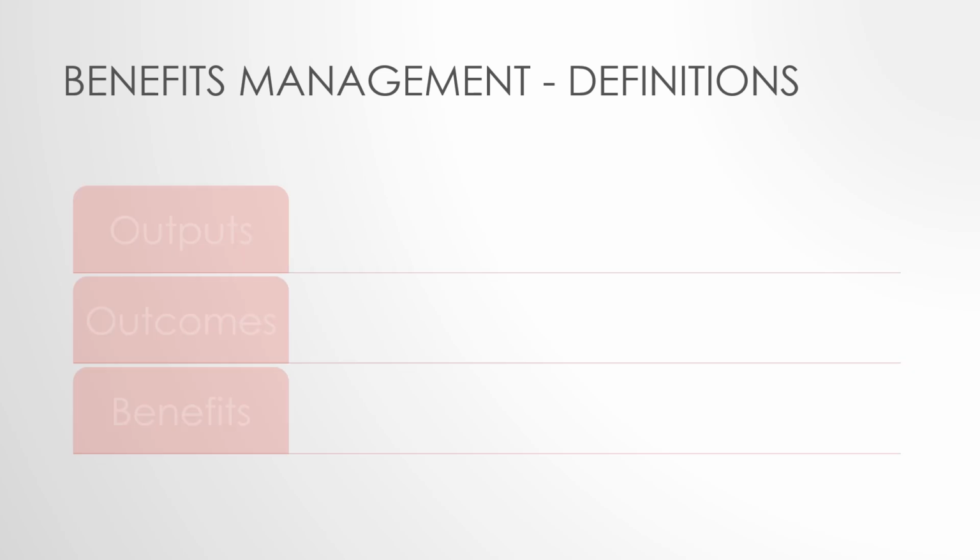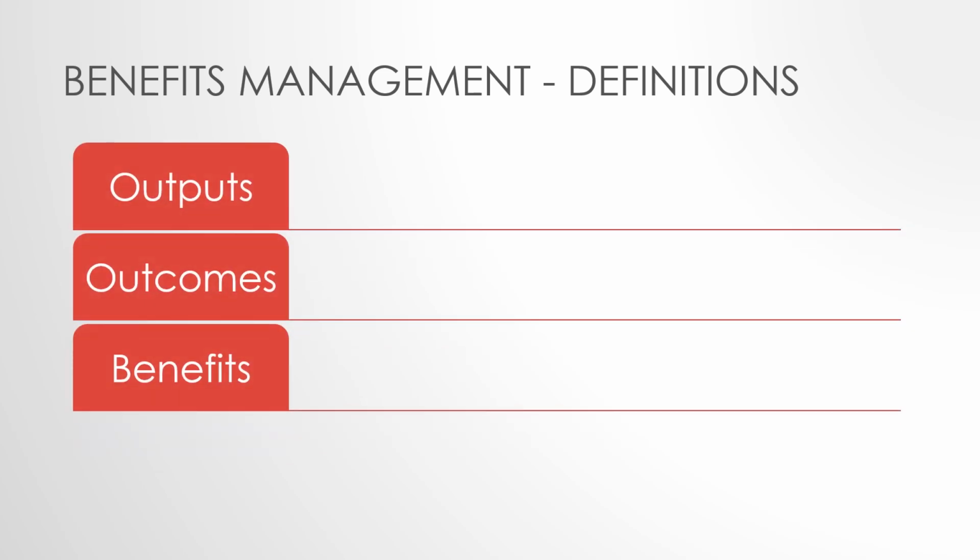Before moving any further with the benefits management performance domain, let's go through some important definitions to know and understand. Need to differentiate amongst 3 keywords here. These are outputs, outcomes, and benefits. Outputs are tangible products, services, or results produced by the project. An example of this can be a new software application, a marketing report, or a renovated office space.